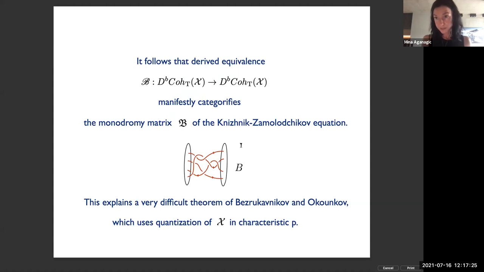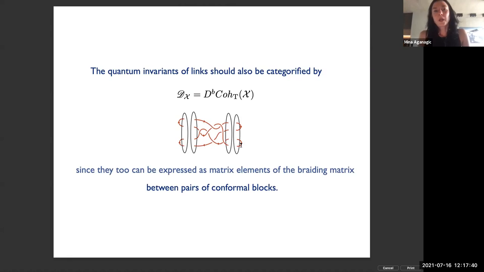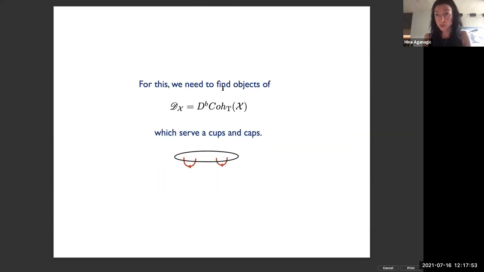This is a physics explanation of a very difficult theorem of Bezrukavnikov and Okounkov, which uses quantization of X in characteristic p. We are using this just as a starting point. Now, quantum link invariants should also be categorified by the derived category of coherent sheaves on X, because they can also be expressed as matrix elements of the braid matrix between pairs of conformal blocks. But for this, you need to find objects that serve as caps and cups.